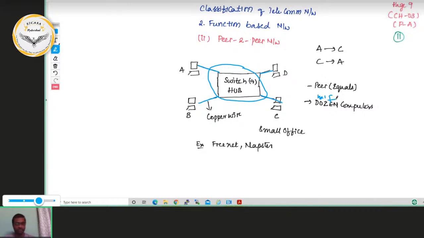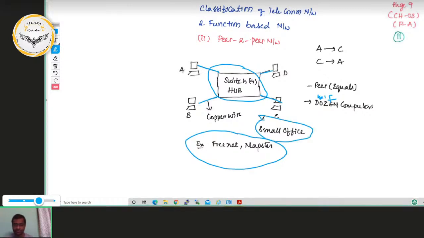And how do you connect these computers? These computers are connected using a switch or a hub, and using a copper wire. So what are some examples of this peer-to-peer network? Freenet and Napster are examples of this peer-to-peer network. And where do we use these networks? It is used in small offices.